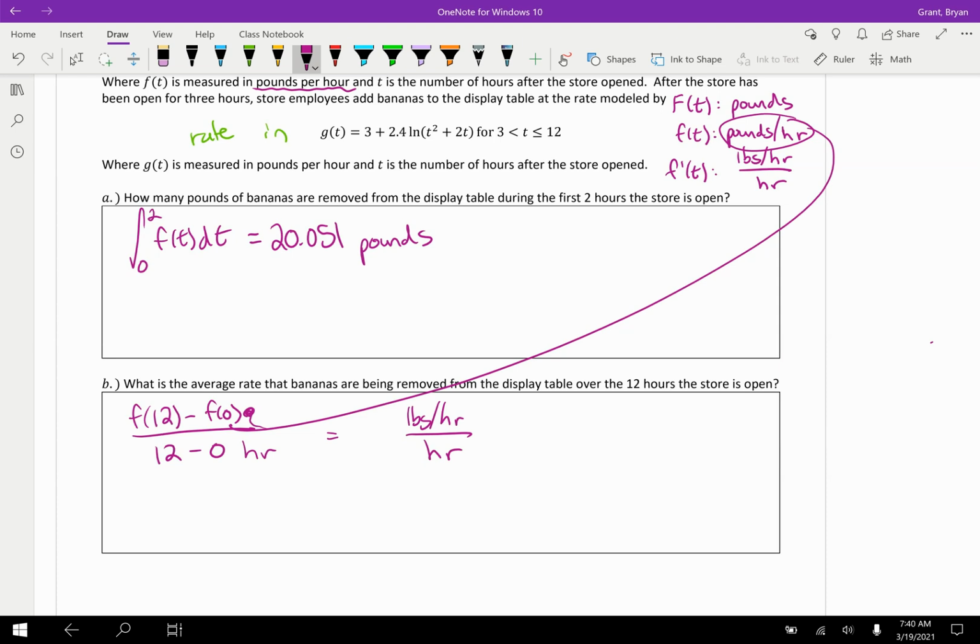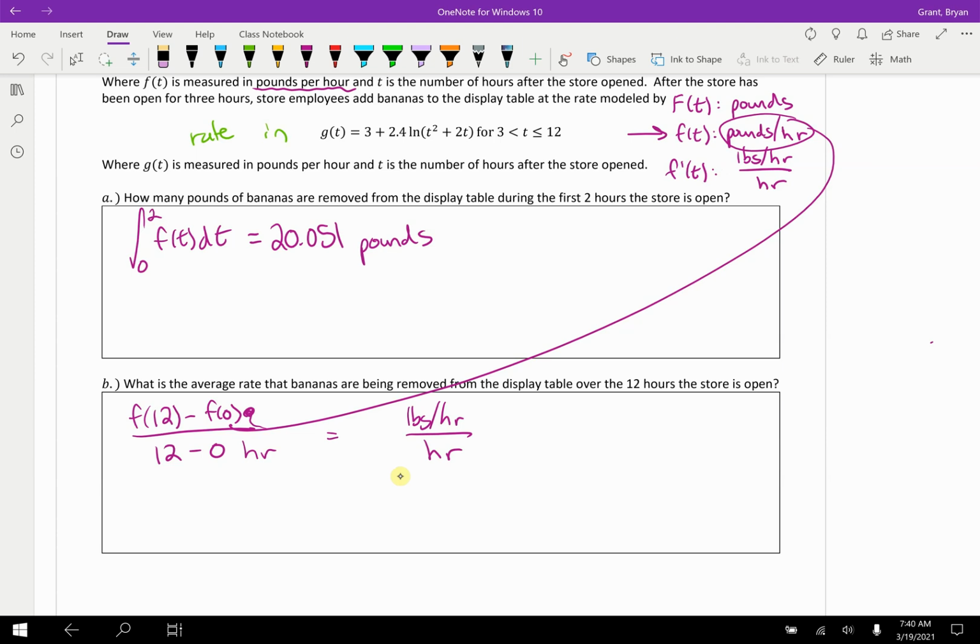And so this isn't the average rate that the bananas are being removed. This is, in one way to think about it, the average acceleration, or the average second derivative, right? It's this average down here. I want to find the average of f of t because f of t is the rate that's being removed. This is finding the average for f prime of t, and we can see that from our units here. So this is a way to find an average, but it's not the average that we want.